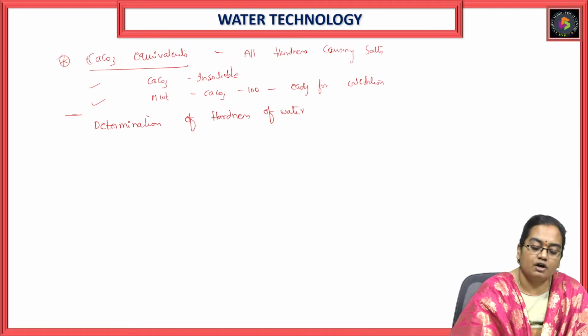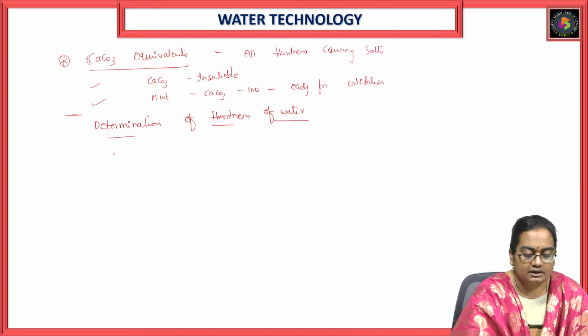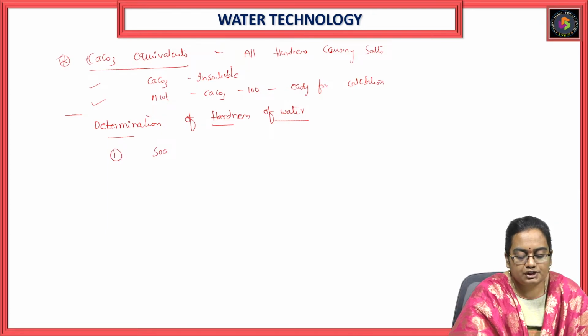Determination of hardness of water can be done by three different methods. One is the soap titration method.